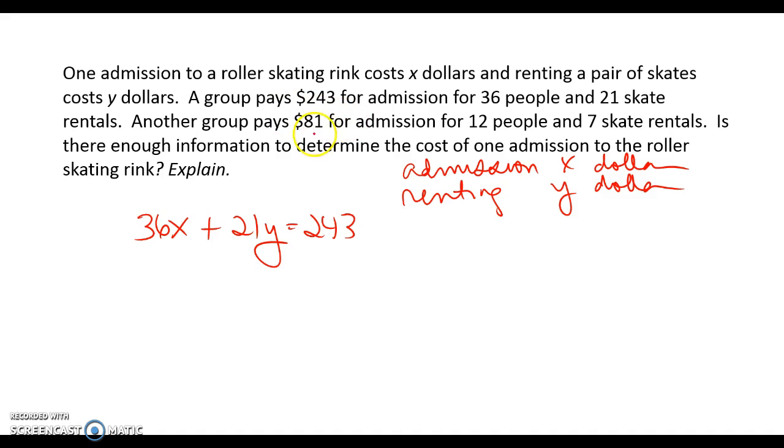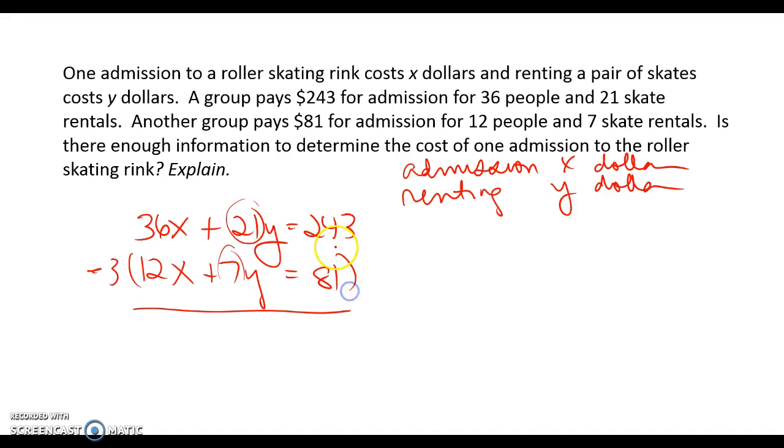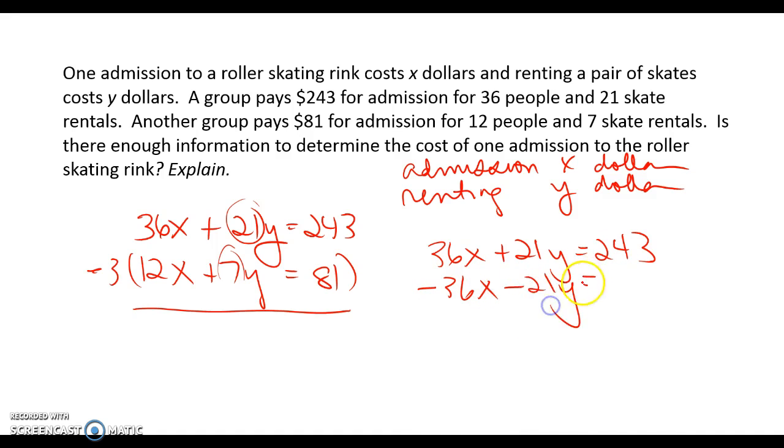Let's look at this one. Now another group pays $81 and they have admission for 12 people and 7 skate rentals. So let's see if we have enough information to actually determine the cost of admission. All right, well, I am going to multiply. This is 21y. I want this to be -21, so I'm going to multiply this by -3. So here's the first equation, right? The second equation will be -36x minus 21y, and 81 times 3 is 243, so -243.